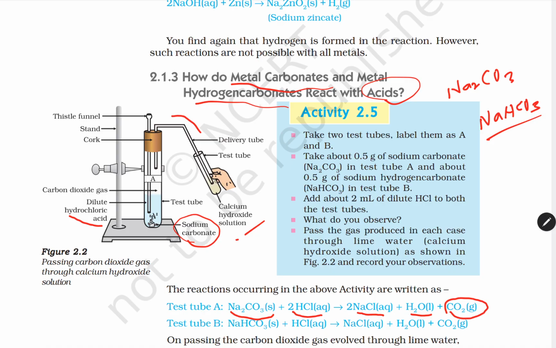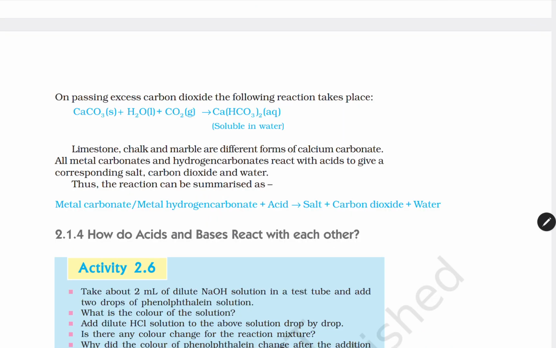So whenever metal carbonates or metal hydrogen carbonates react with acids, the gas that is released is nothing but carbon dioxide. That is what the activity is showing. So how are we going to test whether the released gas is carbon dioxide or not? On passing excess carbon dioxide, the following reaction takes place. Here, this is a solution in water.